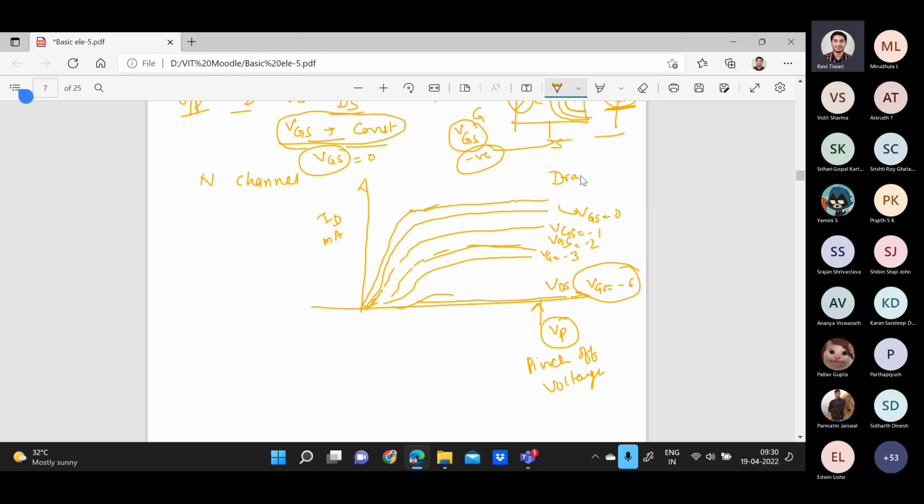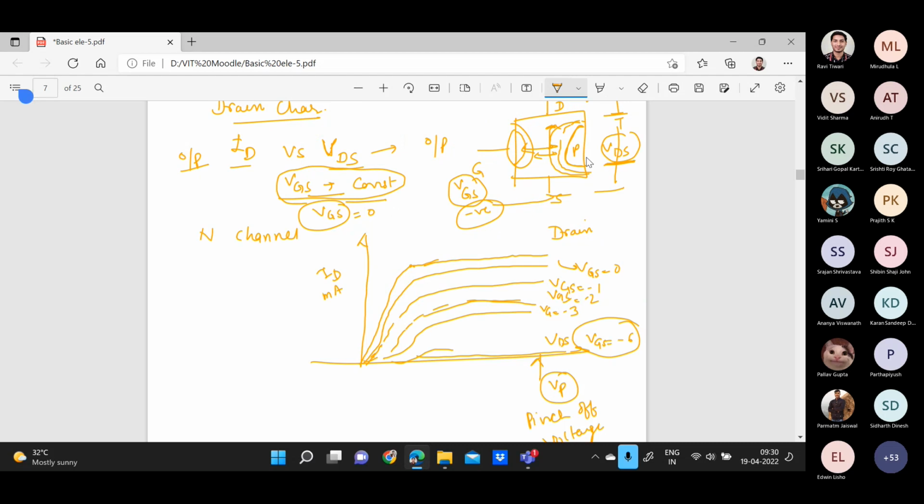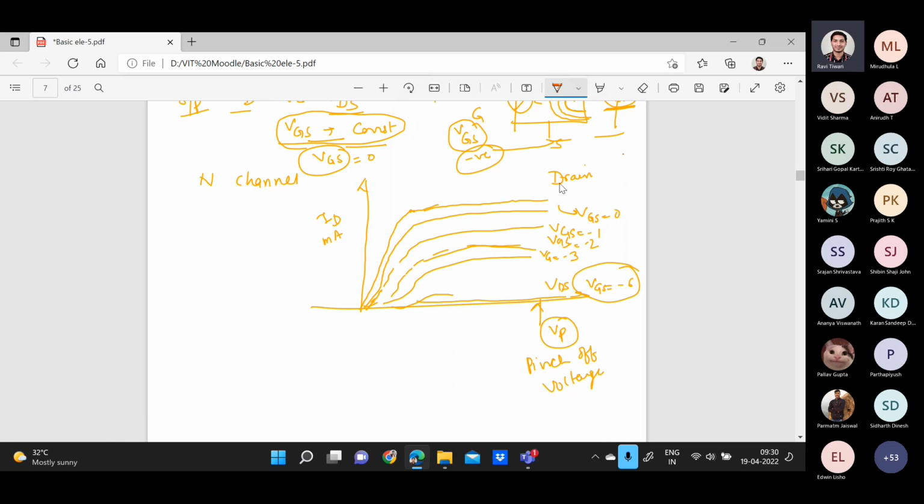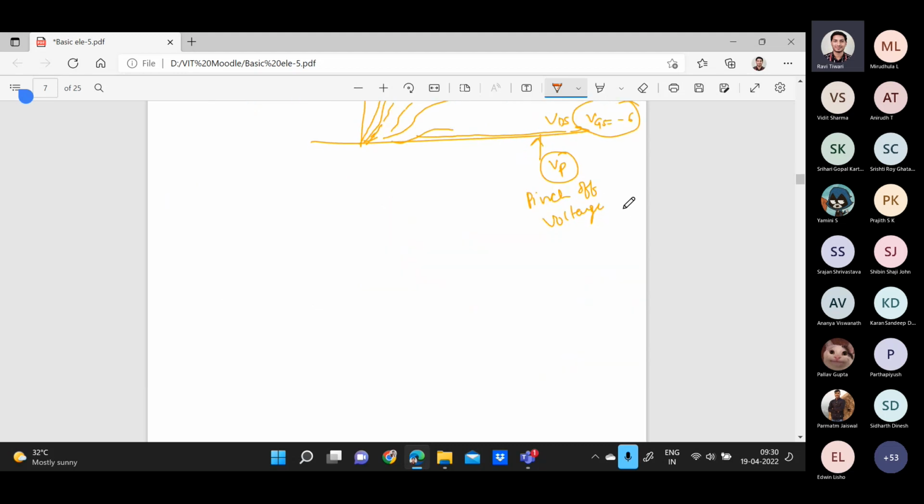Now I'm drawing the transfer characteristic. I'm just changing the color so it will be clearer for us. So this was your drain characteristic, and now I'm drawing the transfer characteristic.